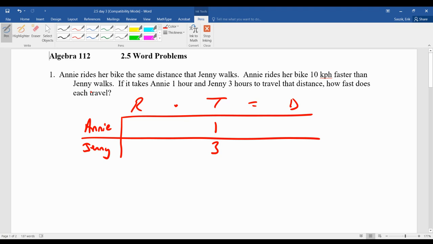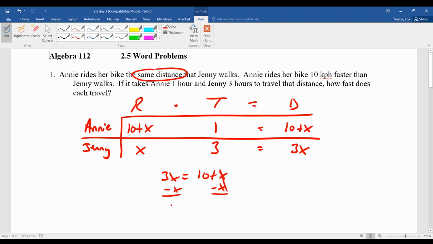Now, Jenny's we don't know anything about, so we call that X. But Annie, we know, is 10 kilometers faster, so 10 plus X. Distance is still going to be 1 times 10 plus X, which is just 10 plus X. And 3 times X is 3X. Remember, it says that they go the same distance. So 3X equals 10 plus X. Move the X over. 2X equals 10. X equals 5.